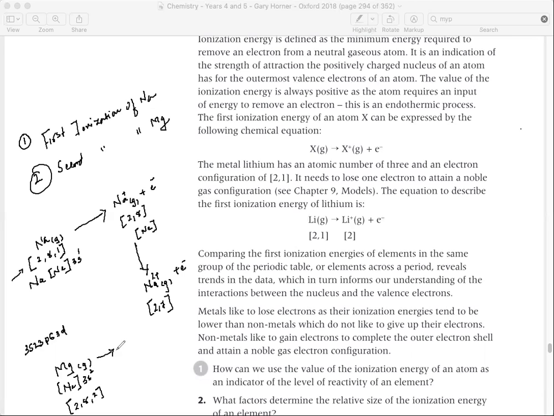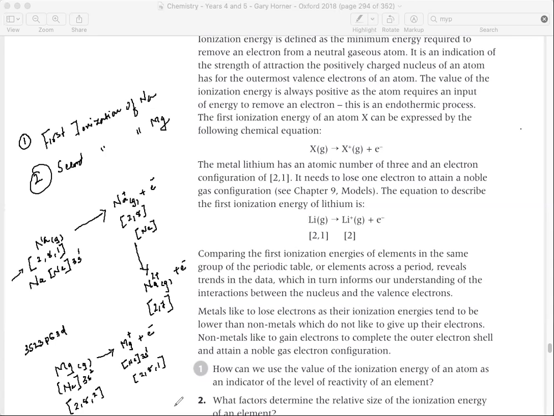Now, when we are removing the first electron, that particular expression is called the first ionization enthalpy, and magnesium will acquire one positive charge. And the configuration will become neon 3s1. If I write in terms of electrons, it will become 2, 8, and 1. So this particular equation which I have written is the first ionization.